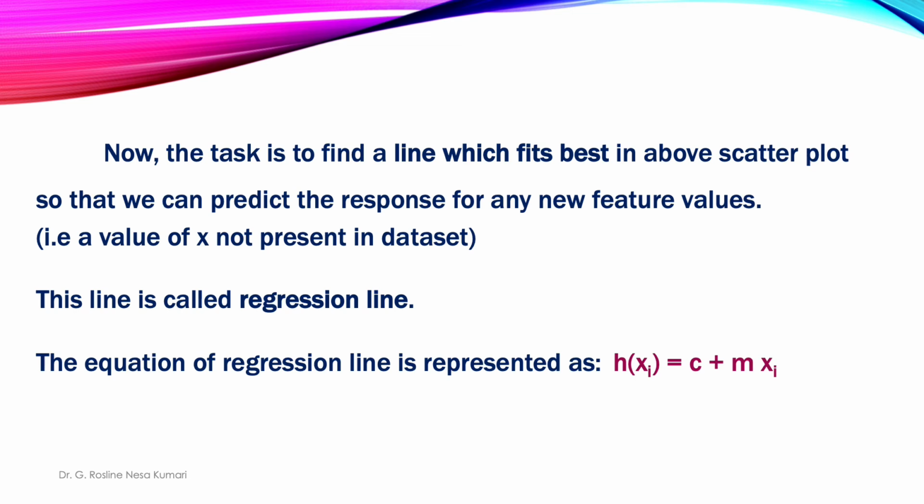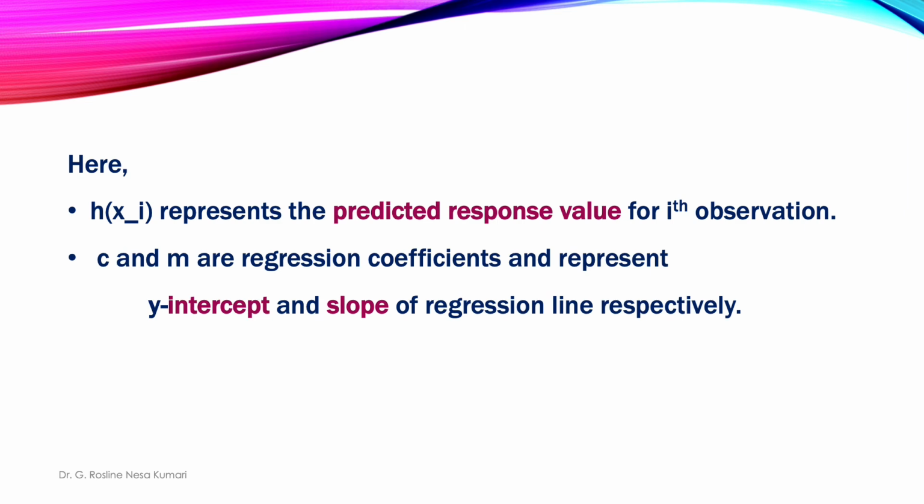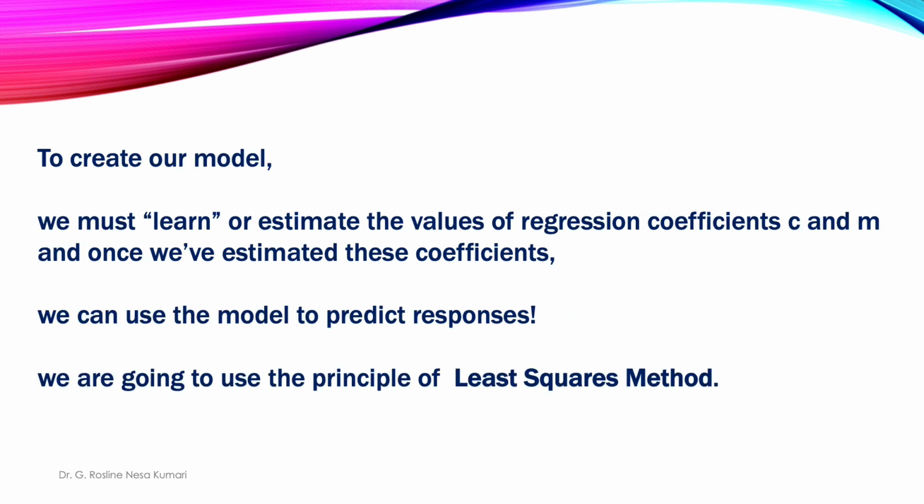The equation of the regression line is represented as h of x i equal to c plus m x i. Here h of x i represents the predicted response value for the ith observation. c and m are the regression coefficients and represent the y-intercept and slope of the regression line respectively. To create our model, we must learn or estimate the values of the regression coefficients c and m, and once we have estimated these coefficients, we can use the model to predict the response. We are going to use the principle of the least squares method here.